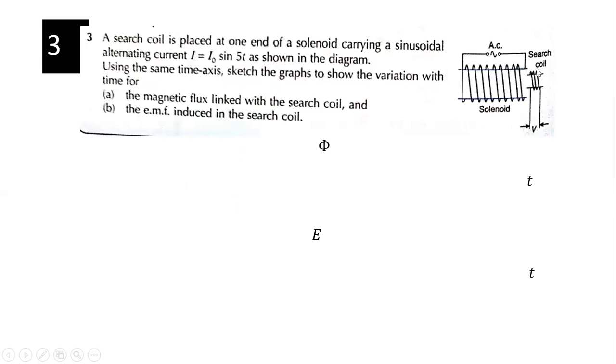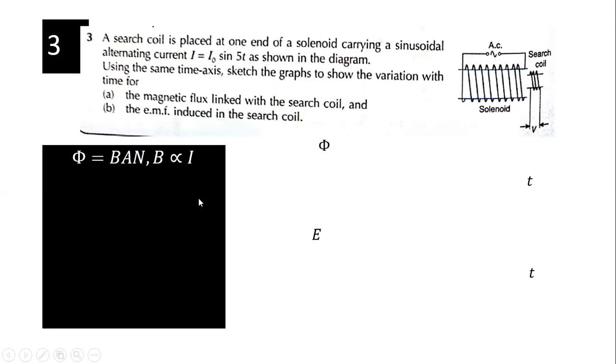A search coil is placed at the open end of a solenoid. There's a solenoid, there's a search coil carrying a sinusoidal current as shown in diagram. Using the same time axis, sketch the graph to show the variation with time for magnetic flux linked with the search coil. Right, should be able to get all that.